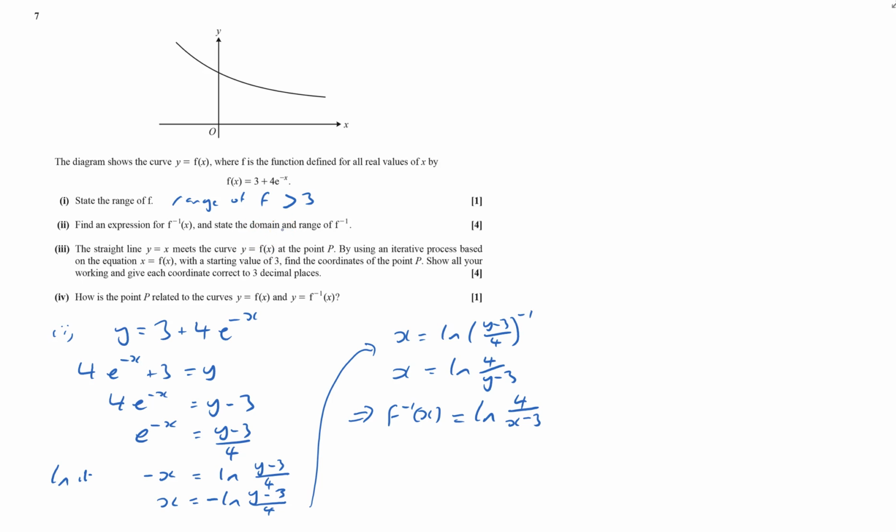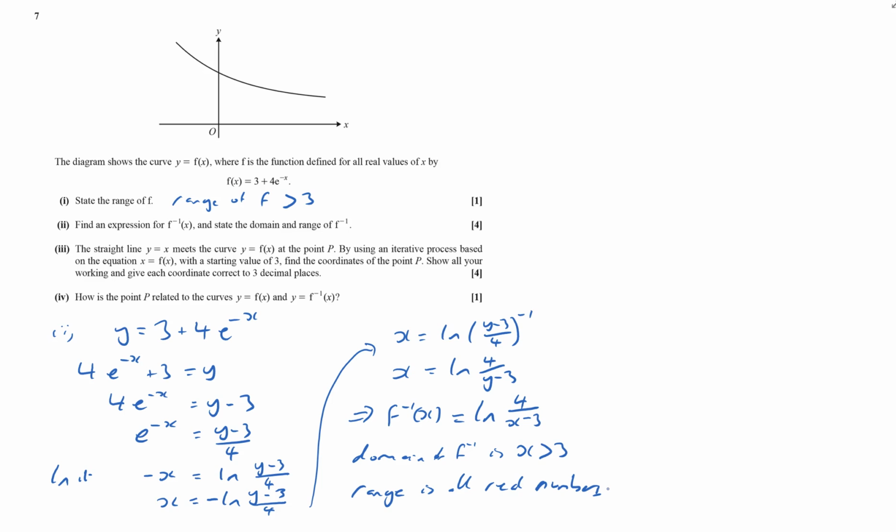State the domain. Well, you can't do ln of a negative, and I can't divide by 0. So the domain of the inverse is x has got to be greater than 3. And the range, well, when you do ln of something, you can get a negative number, you can get a positive number, so the range is all real numbers. And that's question part 2 done.